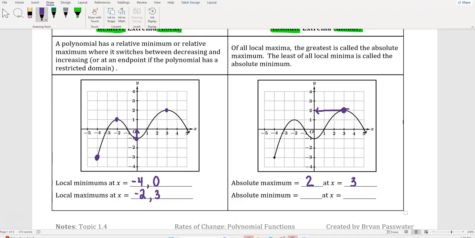But I like to answer the question like this. The absolute maximum is 2, which occurs at x equals 3, in case I misread the problem, in case they wanted that x coordinate and I wasn't giving it to them. So that covers your bases. They won't get mad at you for giving extra information like the y coordinate, if they were only wanting the x. But if you leave something off, you'll be in trouble. So, what's the absolute minimum for this graph?